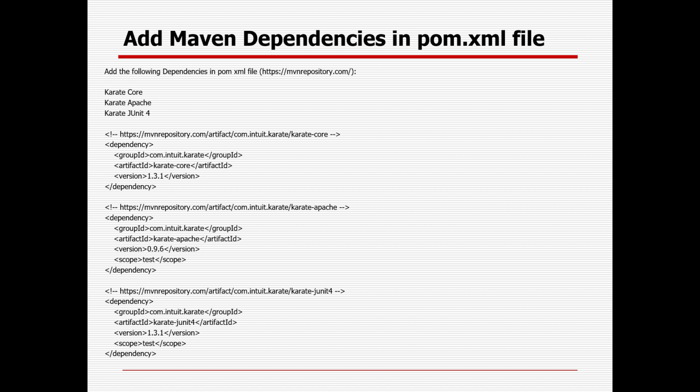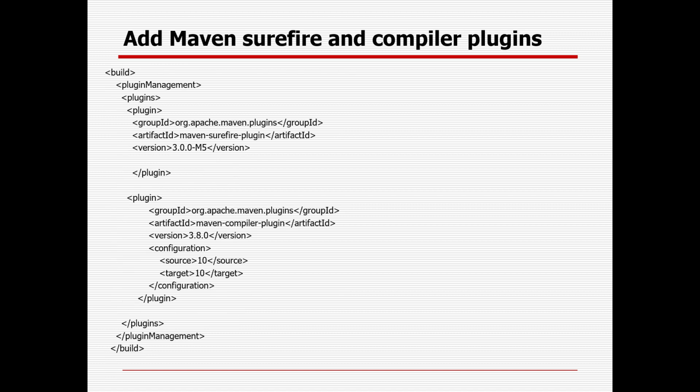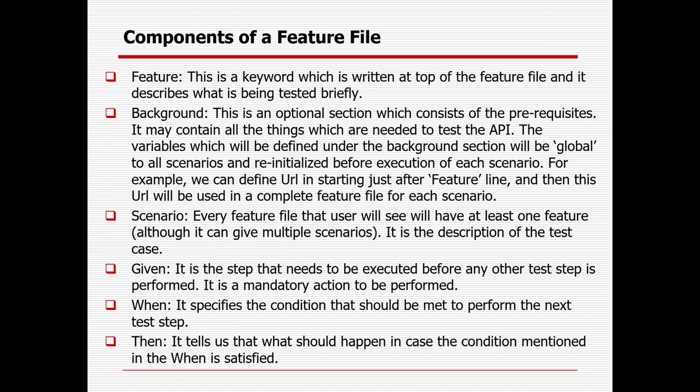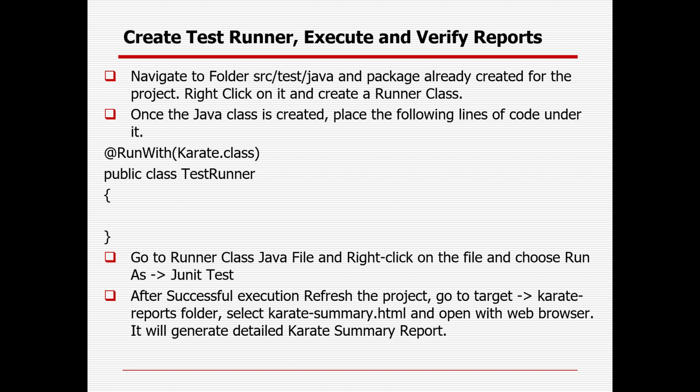In Eclipse, you need to create a Maven project, give the proper group ID and artifact ID, go to the pom.xml file, and add the dependencies from the Maven repository: Karate Core, Karate Apache, and Karate JUnit 4. You also need to add the Maven Surefire plugin and the Maven compiler plugin. After that, you need to create a package in the src test java folder. You need to create a properties file, add the steps, features, scenarios, given, when, and then. You need to create a runner class, and then you can run it using JUnit test.